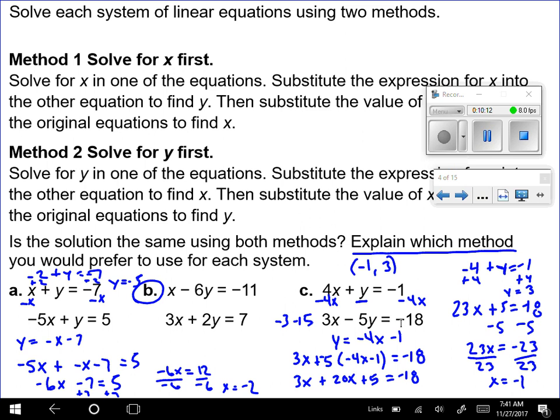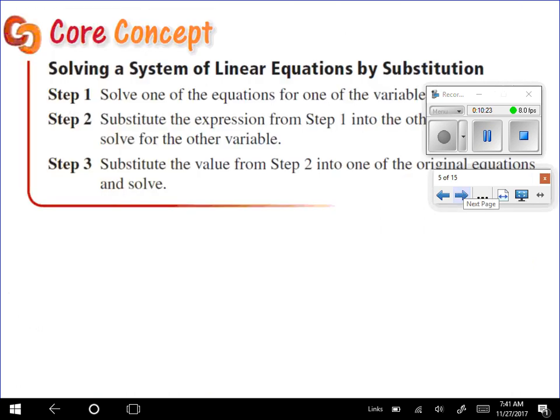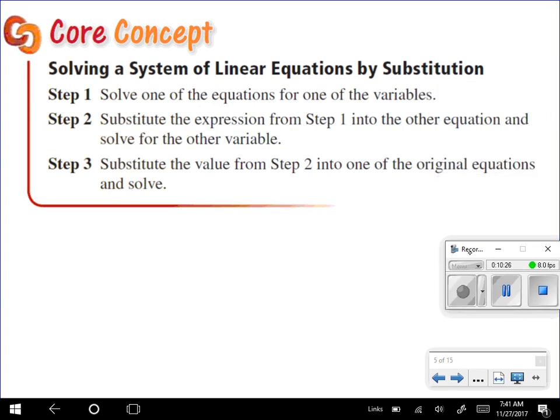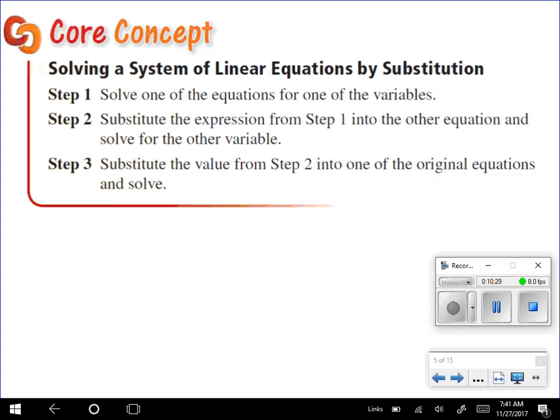Okay, so I do want you to try that B in there, but if you want to watch me do the next few examples that I'm going to do before you do B, that is fine. But here are kind of the steps. It says step 1, solve one of the equations for one of the variables. Step 2, substitute the expression from step 1 into the other equation and solve for the other variable. So you're substituting it in wherever you see that variable, that letter. Step 3, substitute the value from step 2 into one of the original equations and solve. So you kind of have 3 major steps there that all require some math.